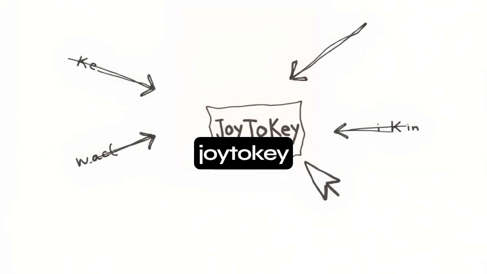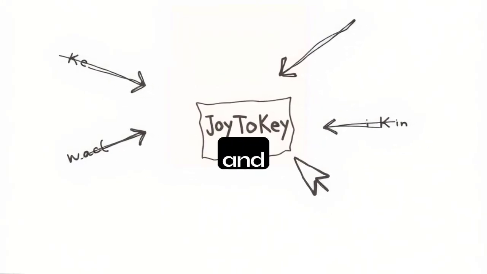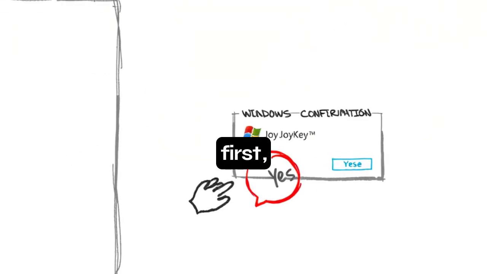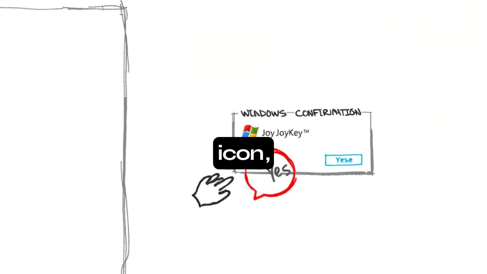In this quick JoyToKey tutorial, I'll show you, step by step, how to map your controller to keyboard and mouse in under a minute. First, open JoyToKey. Double-click the JoyToKey icon, then click Yes if Windows asks for permission.